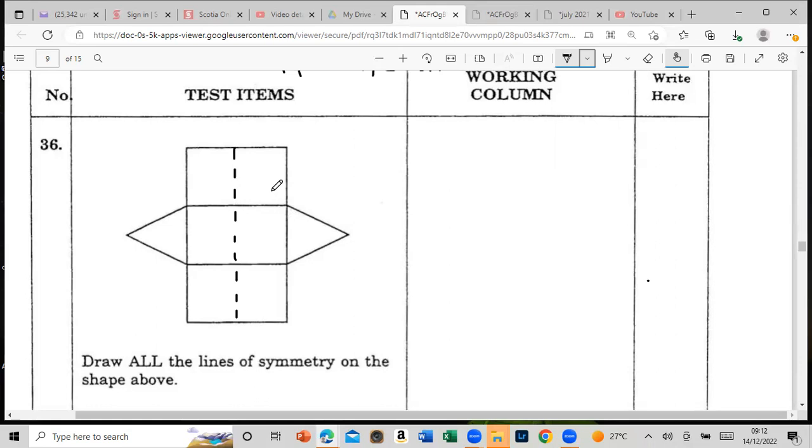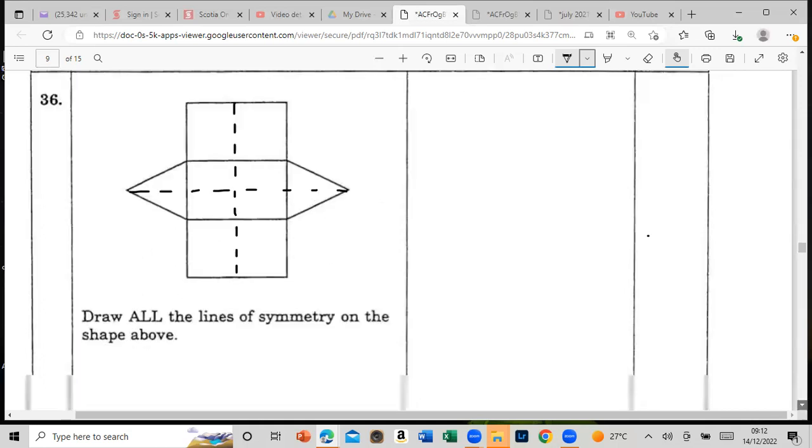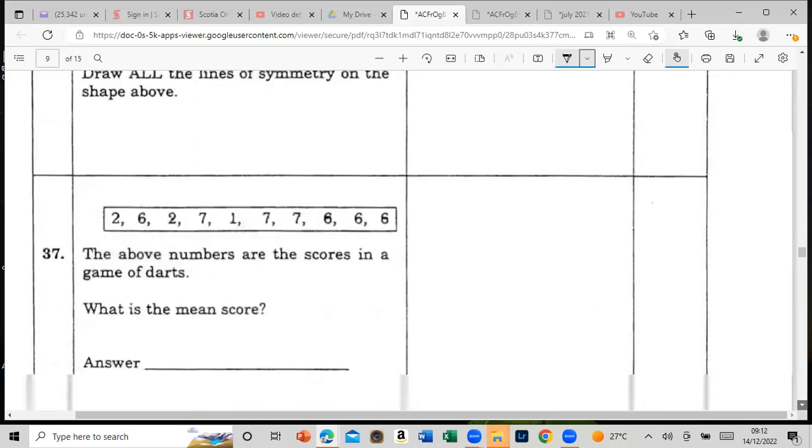So that's one. If you fold it this side to this side, you get exactly right. What about this one? Yeah, and if you fold this onto this, it will be perfect. Alright, so that's two lines of symmetry. Let's move on to 37.